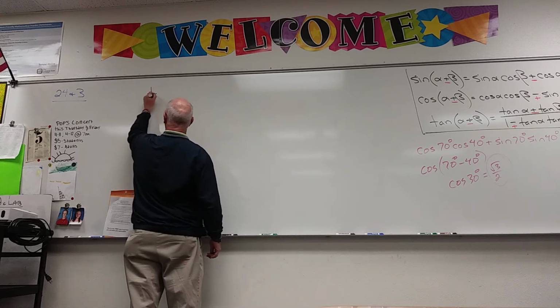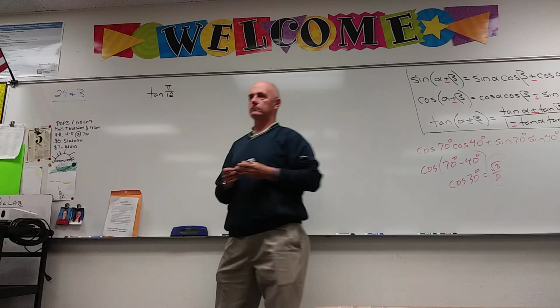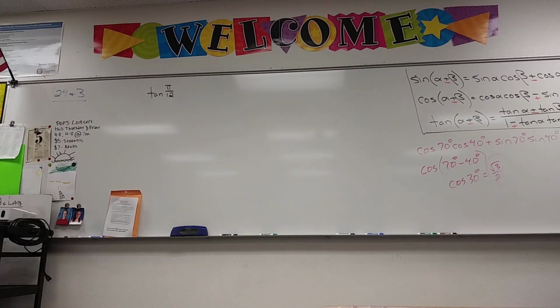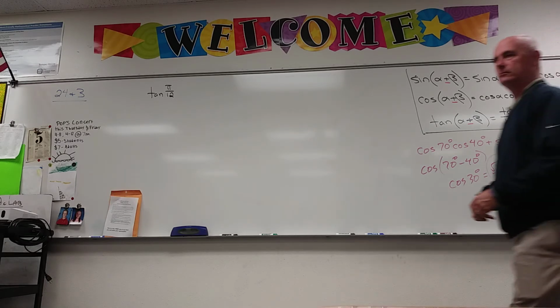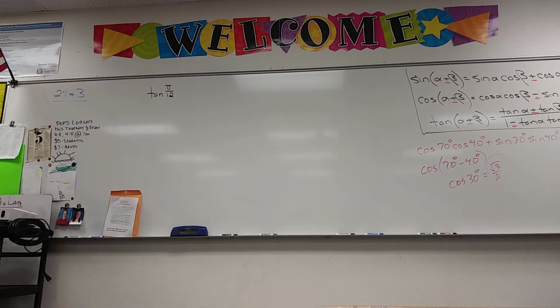Let's find the tangent of pi over 12. Tangent of something degrees. What are the first thoughts? Convert it to degrees, because pi over 12 is not one of our standard angles, correct?